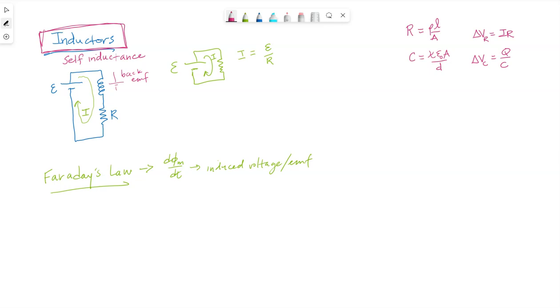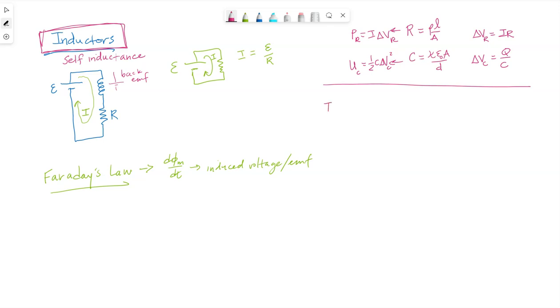Now, resistors converted electrical energy to other forms. So we talked about power when it came to a resistor. And that power was directly related to the brightness of like a light bulb, or how much heat or thermal energy rather was created by the resistor. Capacitors stored energy. The amount of energy they stored, we could write in terms of the capacitance and potential difference. Okay, an inductor.